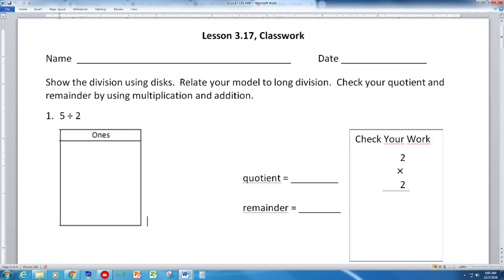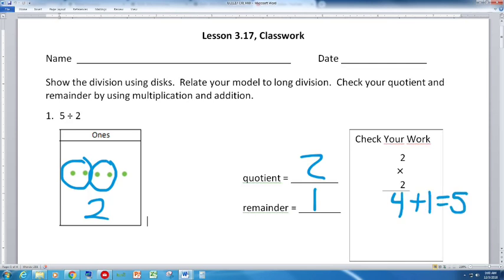We put 5 dots in our ones, 1, 2, 3, 4, 5, and circle our groups of 2. So we have 2 with 1 left over, so our quotient is 2, with the remainder of 1. When we check our work, 2 times 2 is 4, plus our remainder, which is 1, which gives us 5, which means we are good to go.